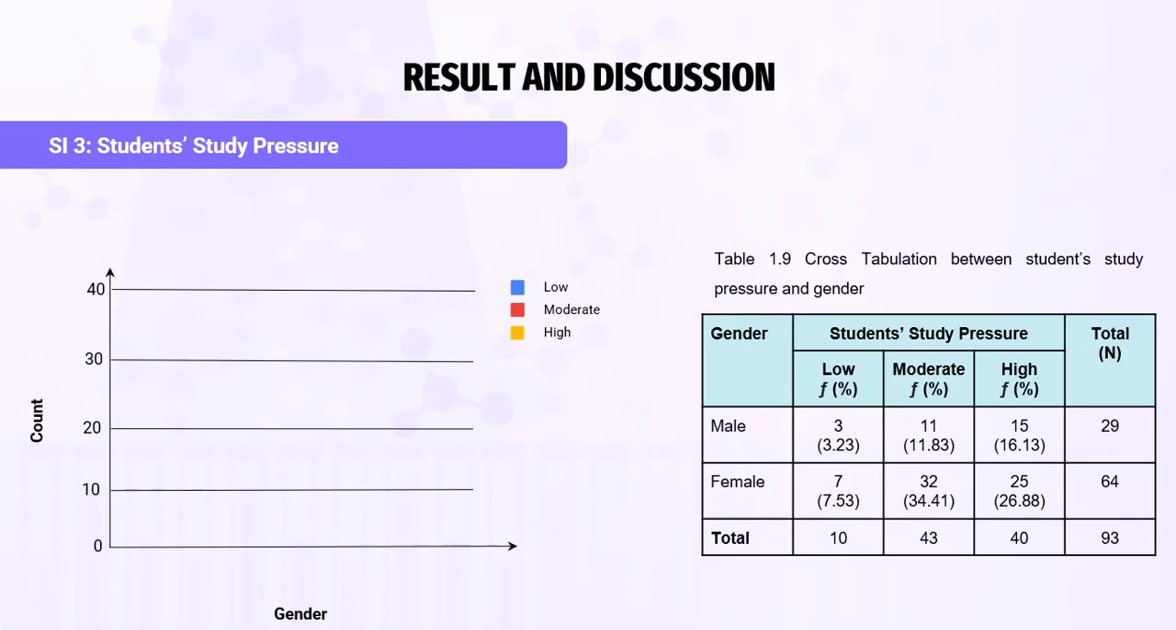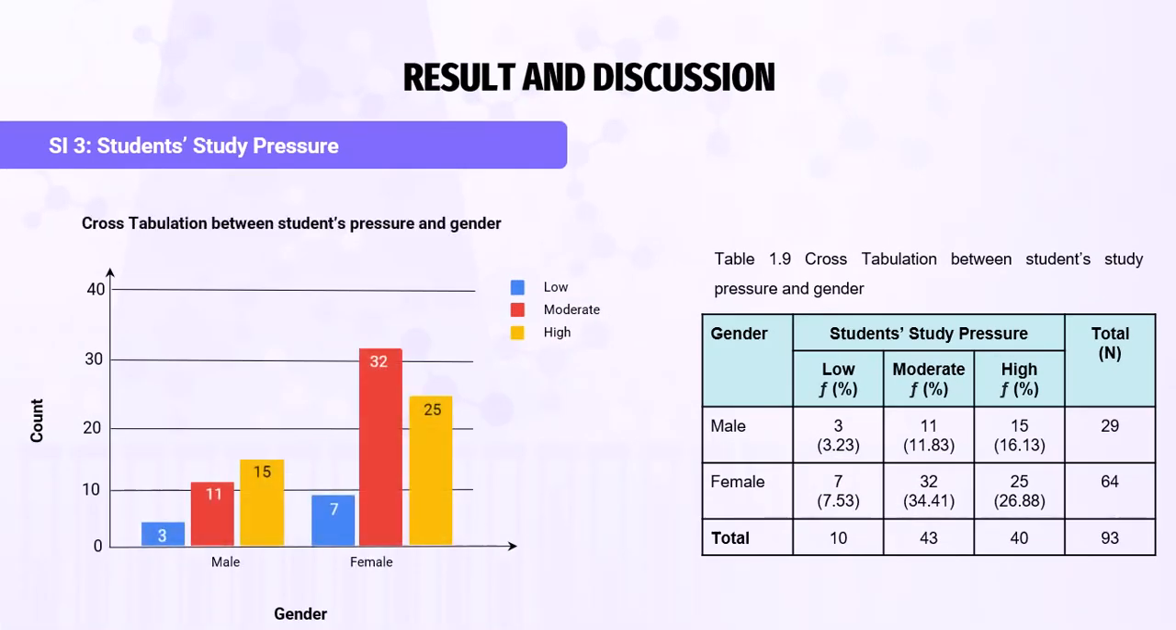The figure shows the cross-tabulation between students' study pressure towards online learning and gender. The majority of male students, which is 15 out of 29 students, have high pressure in study, while most of the female students, which is 32 out of 64 students, have moderate pressure in study.